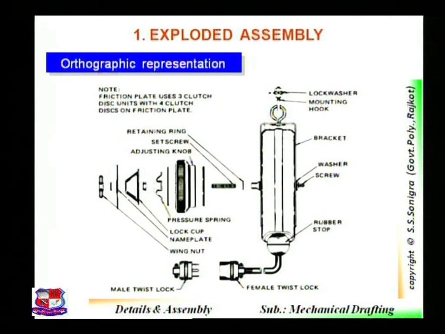Orthographic representation. A friction plate, here a note is mentioned. A friction plate uses 3 clutch disc units with 4 clutch discs on a friction plate. This is a lock washer, mounting hook. They are mounted like this, and this is one exploded assembly drawing. Now general assembly.